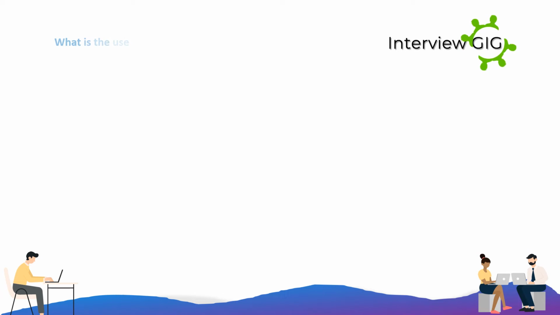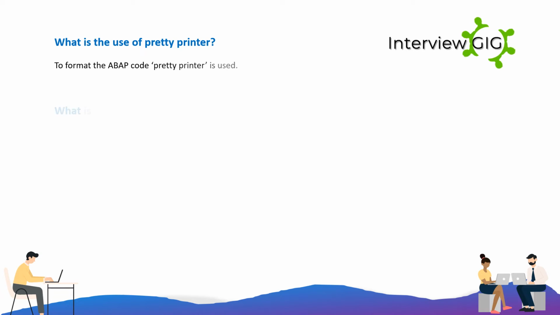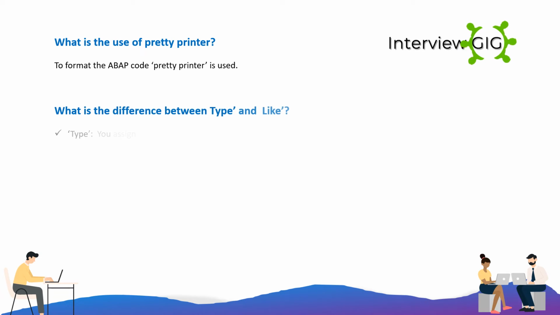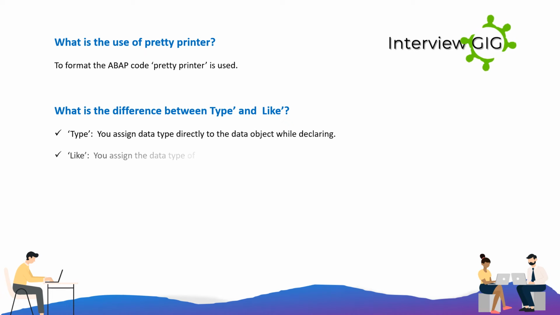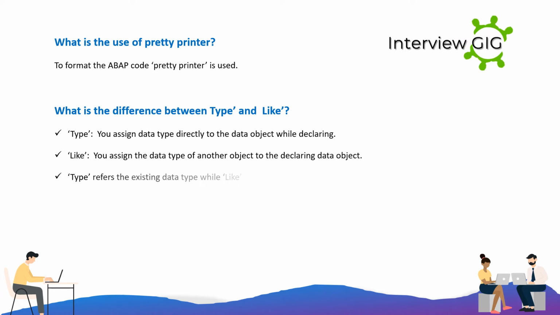What is the use of Pretty Printer? To format the ABAP code, Pretty Printer is used. What is the difference between type and like? With type, you assign data type directly to the data object while declaring. With like, you assign the data type of another object to the declaring data object. Type refers to the existing data type while like refers to the existing data object.